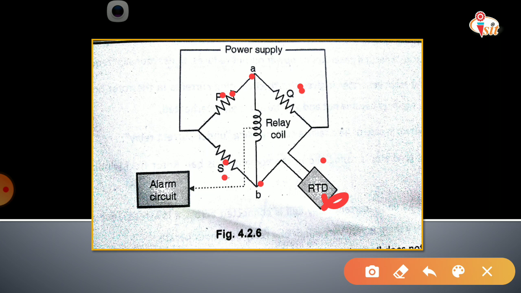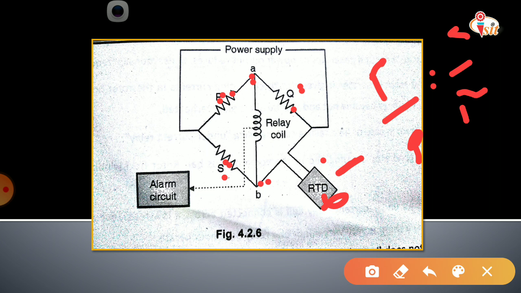Then the resistance value of the RTD will be increased, so the total bridge is unbalanced. We know that the bridge balance condition is P divided by Q is equal to S divided by RTD. So when the bridge is unbalanced, points A and B are not at the same potential, so the relay coil carries some current and it will be energized and gives signal to the alarm circuit, and the alarm circuit gives signal to the relay trip circuit and circuit breaker for its operation.